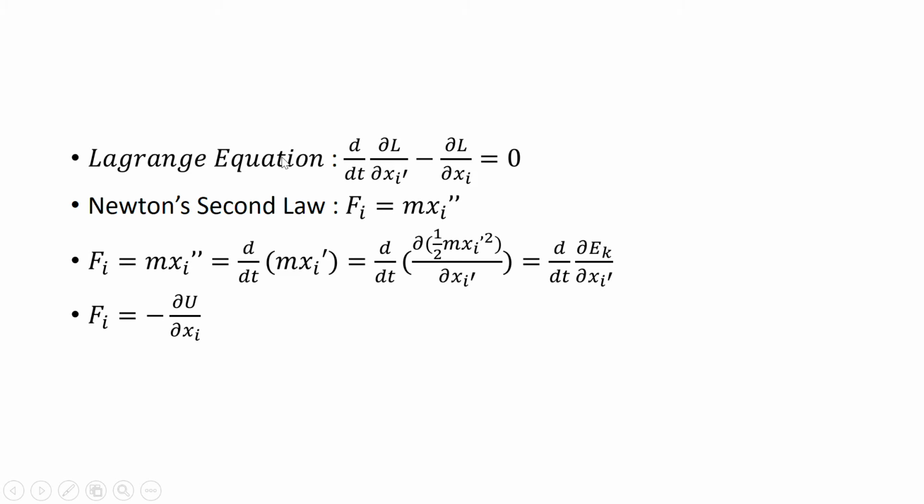To simplify the question, we are going to apply the Lagrange equation, which can be derived from Newton's second law. Fi equals m xi double prime, which equals the derivative of m xi prime with respect to time, and m xi prime equals the derivative of half m xi prime squared with respect to xi prime, and half m xi prime squared is just kinetic energy. Also, for conservative force F, Fi equals minus the derivative of potential energy with respect to xi.